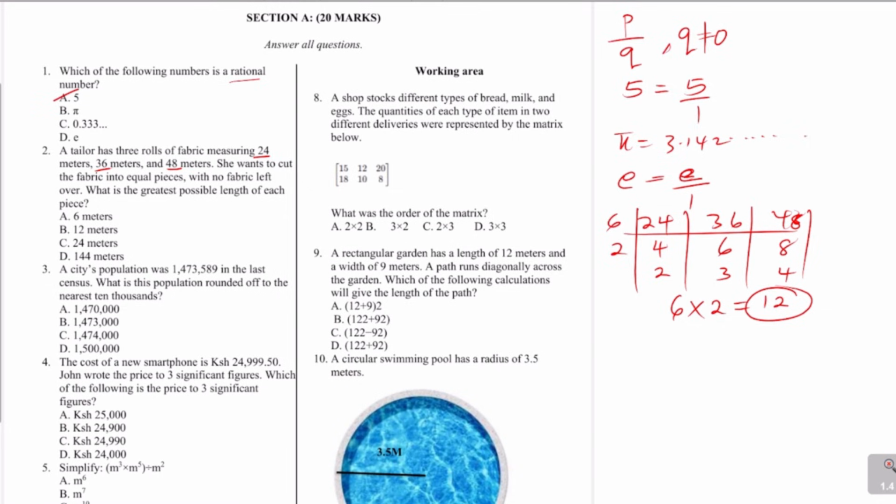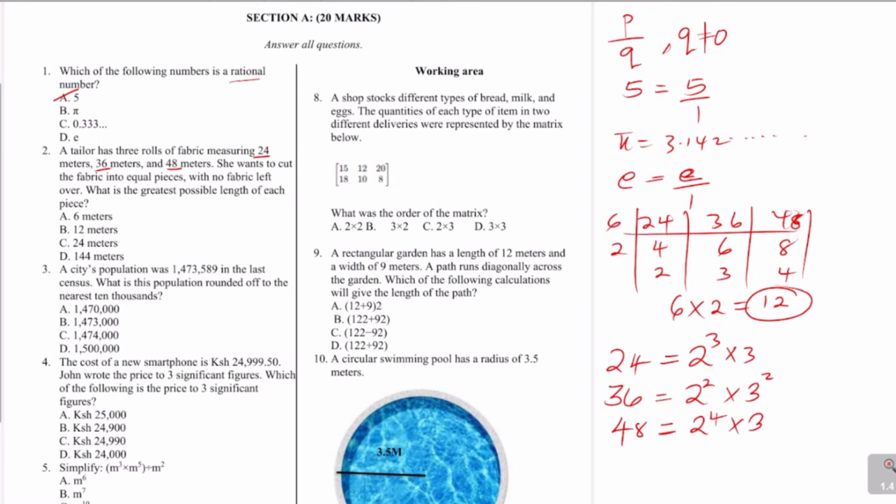You can alternatively use the factor method, whereby you take 24 and you express it in factor form. 24 can be expressed in factor form as 2 cubed multiplied by 3. Then 36, you can express this one in factor form as a product of its prime factors as 2 squared times 3 squared. And then you can go to 48. 48 can also be expressed as 2 raised to power 4 times 3.